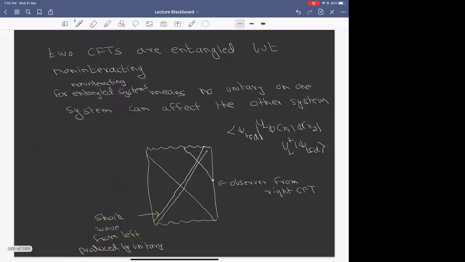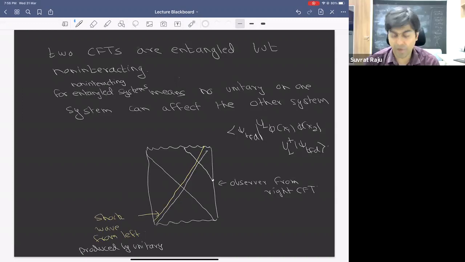Can I ask another question about this? Yeah, sure. I was just confused by one thing. The fact that the observer and the shockwave can meet in the bulk does not contradict the fact that the two CFTs cannot affect each other by acting with a unitary on one system, because that kind of correlator that you wrote down, where x1 and x2 are inside the bulk, is not a well-defined object from the point of view of the CFT, right?